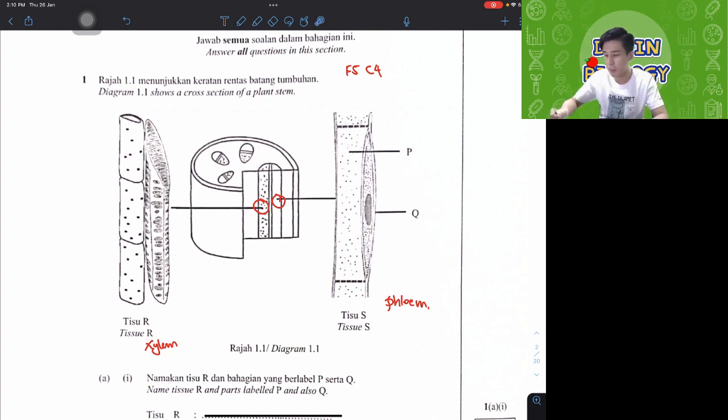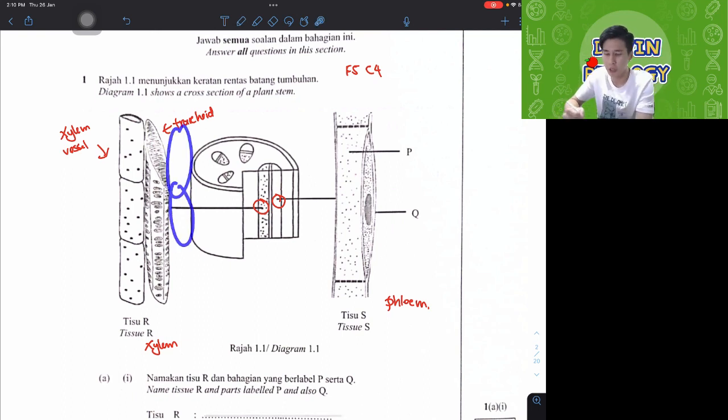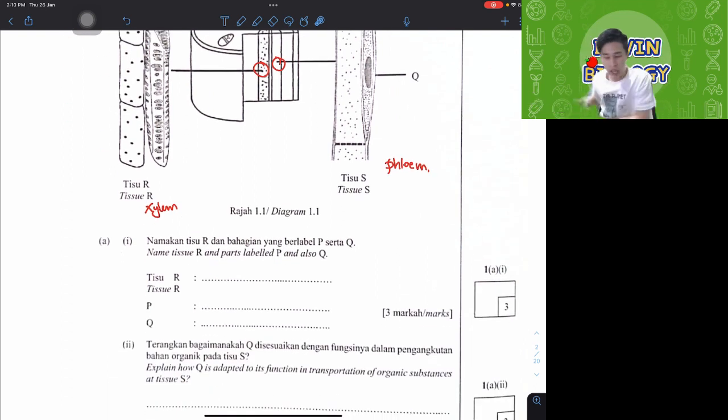Now, phloem always looks like a bamboo with a cell. There's a cell beside it. For xylem, it looks a bit like bamboo also, but this is not a cell. By the way, this is called xylem vessel, and this is called tracheid. Tracheid doesn't look like a cell, and most of the time in questions they put the diagram with a few tracheids, not just one. So anyway, straight to question A1.